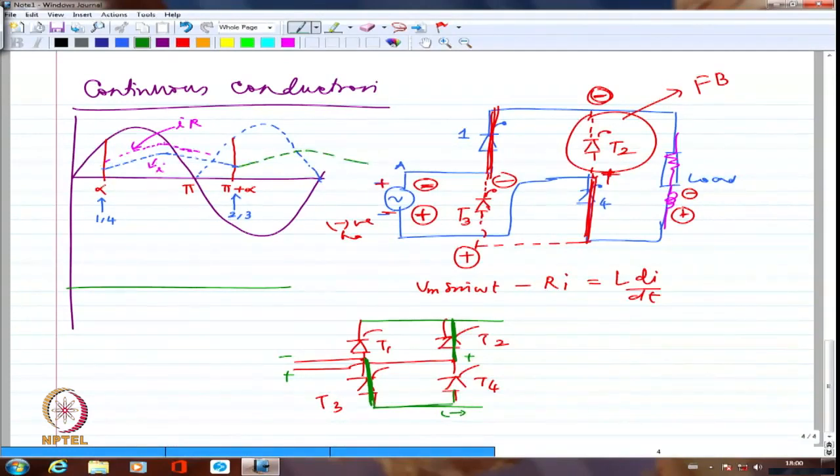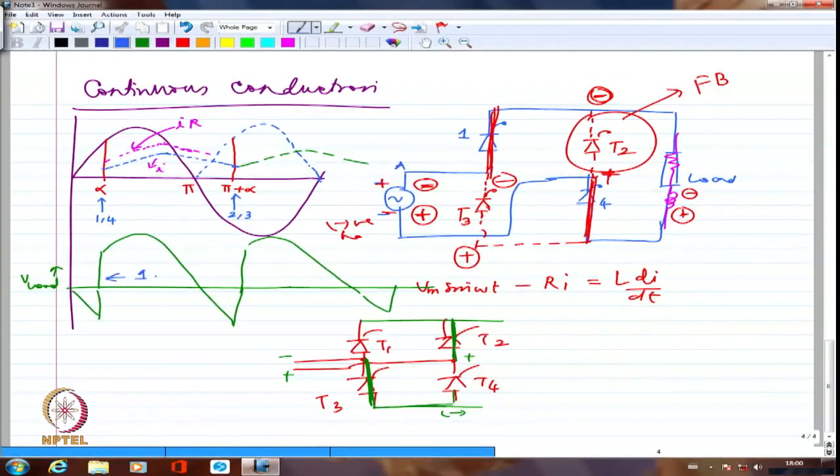If I try to look at the load voltage, I should have from alpha until pi plus alpha, again pi plus alpha to 2 pi plus alpha, and so on and so forth. This is how the load voltage waveform will be. Right? Obviously, I am having 1 and 4 conducting through and through until here, 2 and 3 conducting through and through until here.